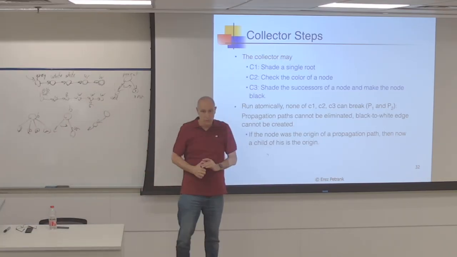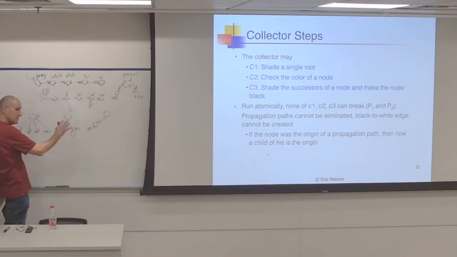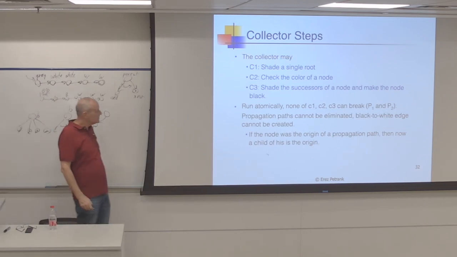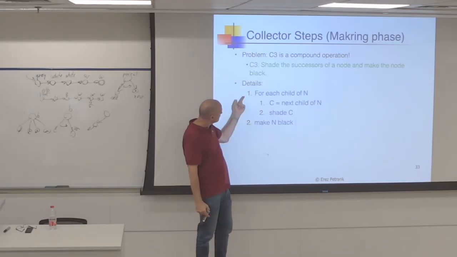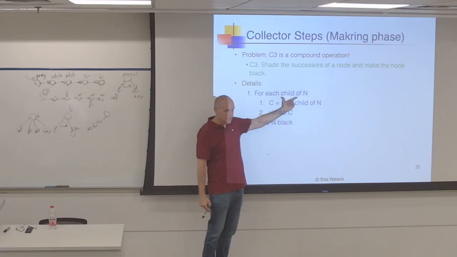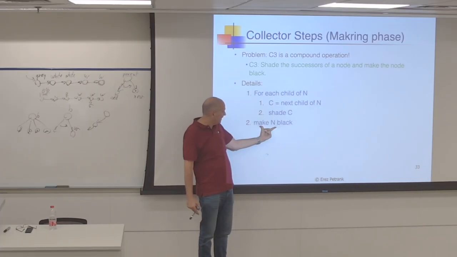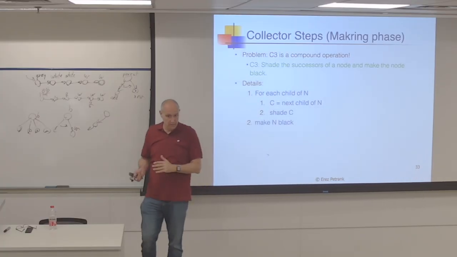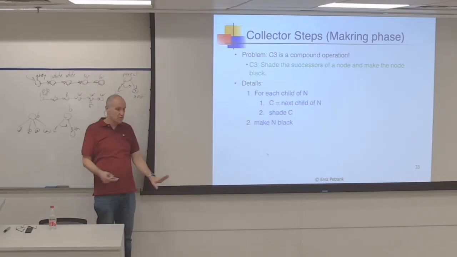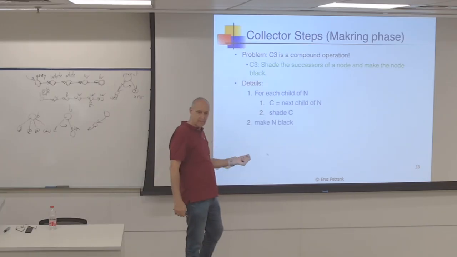So in any case, I'm not doing anything bad, but it's not atomic. It's not like I'm graying all of this and blacking this in a single, atomic step. There are several steps happening. For each child of this node, I'm going to shade it, and then I'm going to make the parent black. And in between, the mutator may change edges, shade, do whatever he wants. And we have to make sure that nothing bad happens.